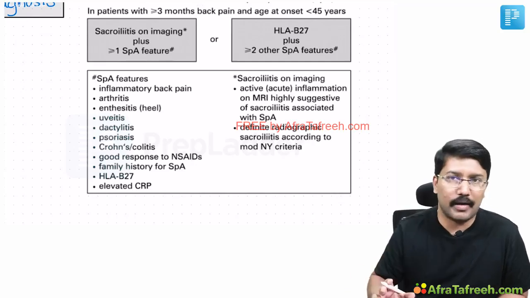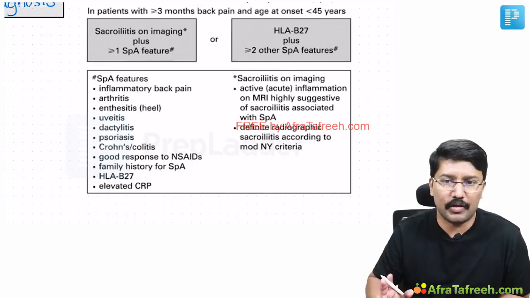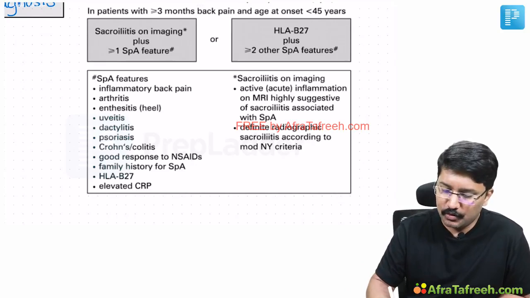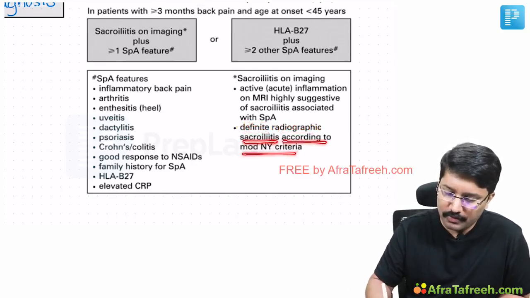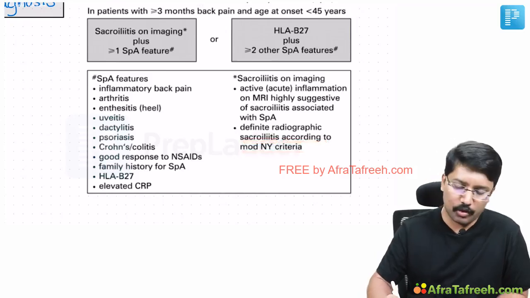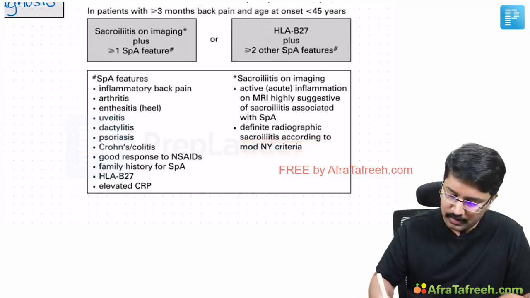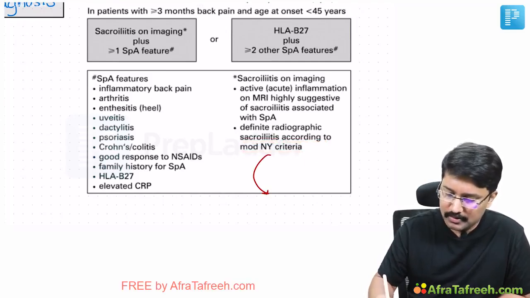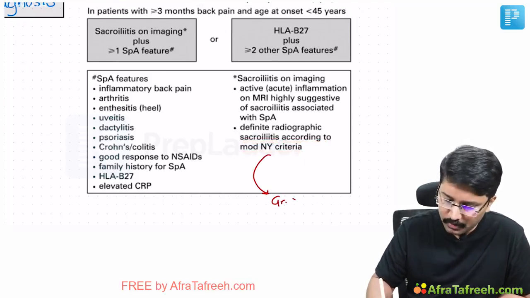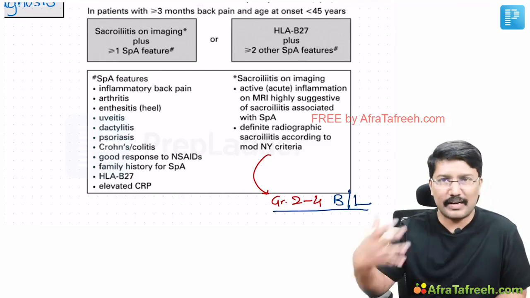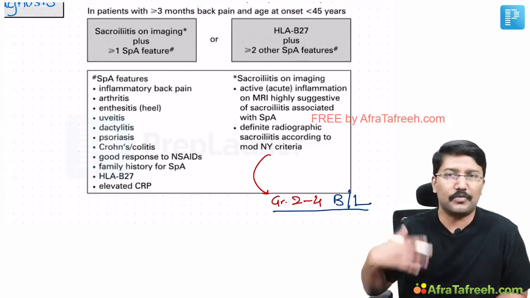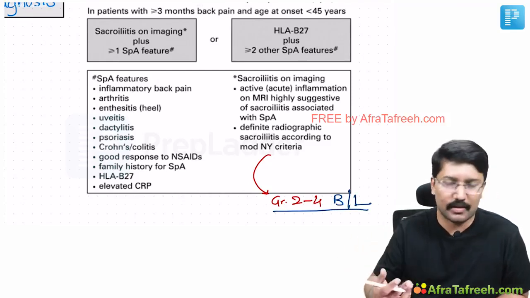Or if you are going by X-ray, then it should be a definite radiographic sacroiliitis according to the modified New York criteria. What the modified New York criteria says is, it will be considered as definitive evidence of sacroiliitis if it is grade 2 to 4 when it is bilateral, right? 2 to 4 when it is bilateral, because bilaterality and symmetry is what we are anticipating, or what we are expecting, right?